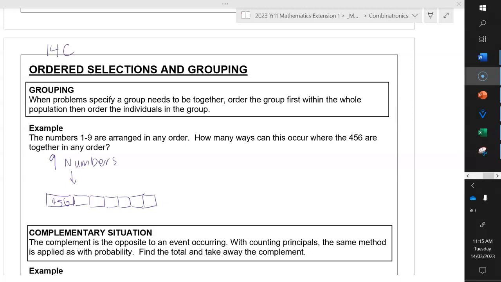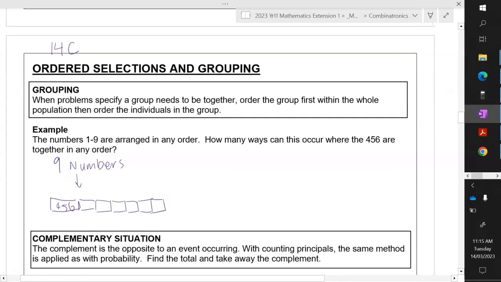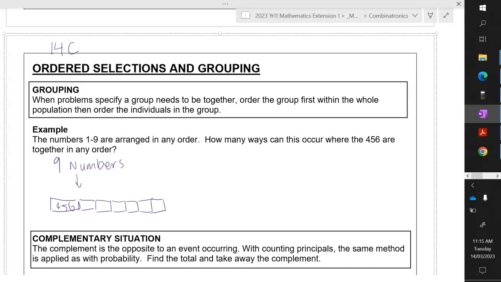Hi, Year 11. We're now going to have a look at the notes that work for exercise 14C, and it's looking at ordered selections and grouping. Now, this one you're going to probably need to draw some diagrams and really think about what's happening because it's a little bit trickier than the last one. Okay, let's read through grouping here.